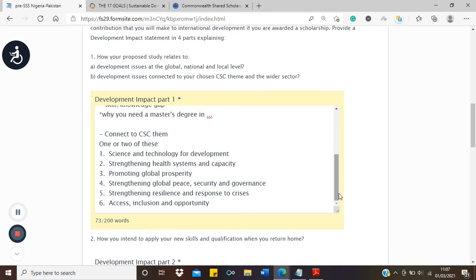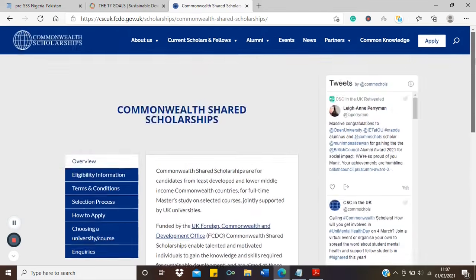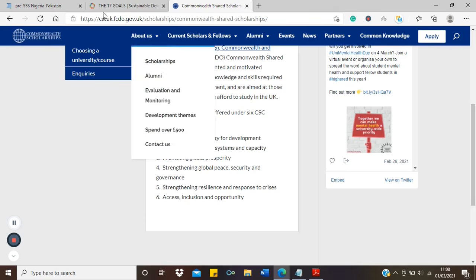By the way, these themes I just mentioned, they're gotten from the Commonwealth page itself. So I didn't invent them myself. These are the themes they want to look at. And now connect the story that you've crafted to some of these themes.